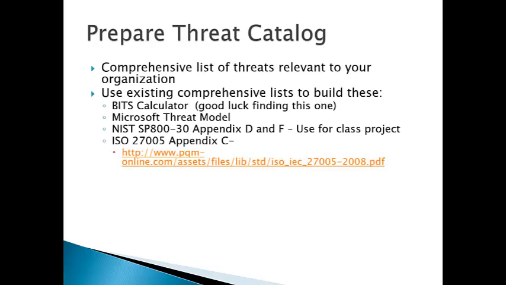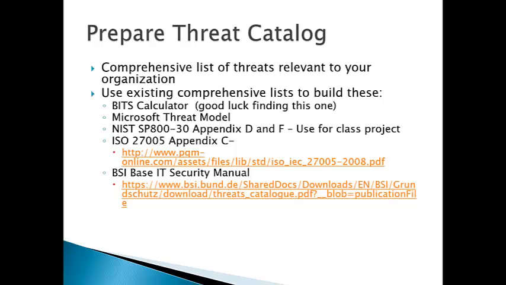ISO 27005 Appendix C. Here is a link to a PDF to find this thing. And in the BSI Base IT Security Manual, this is a German manual, as you can tell by the top-level domain .de. And this is also a good set of threats.